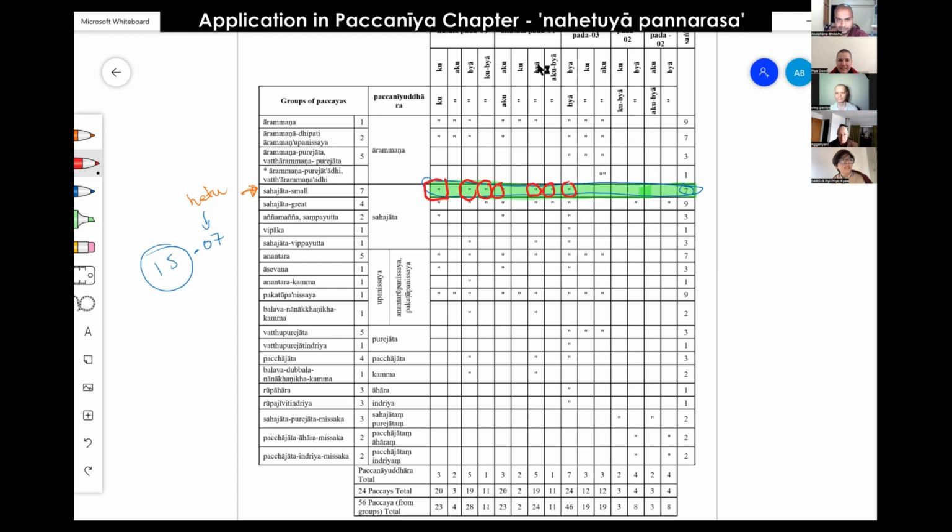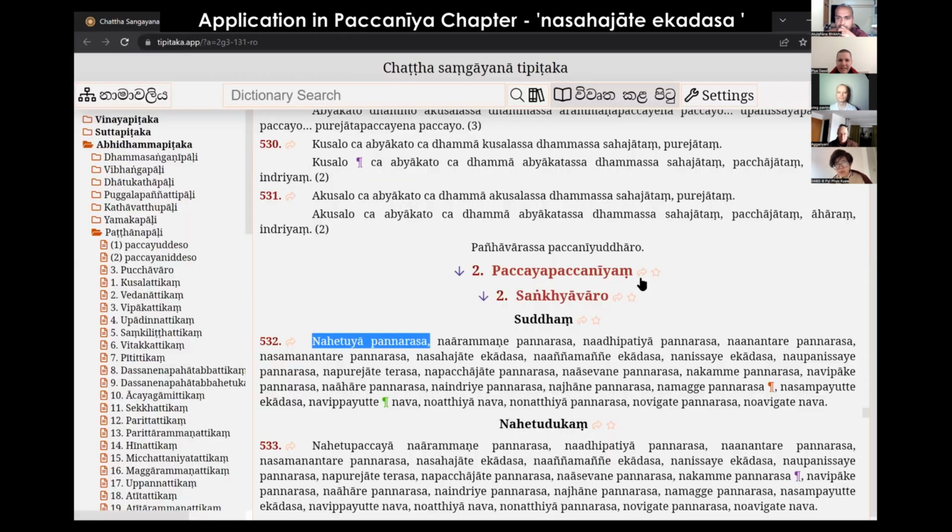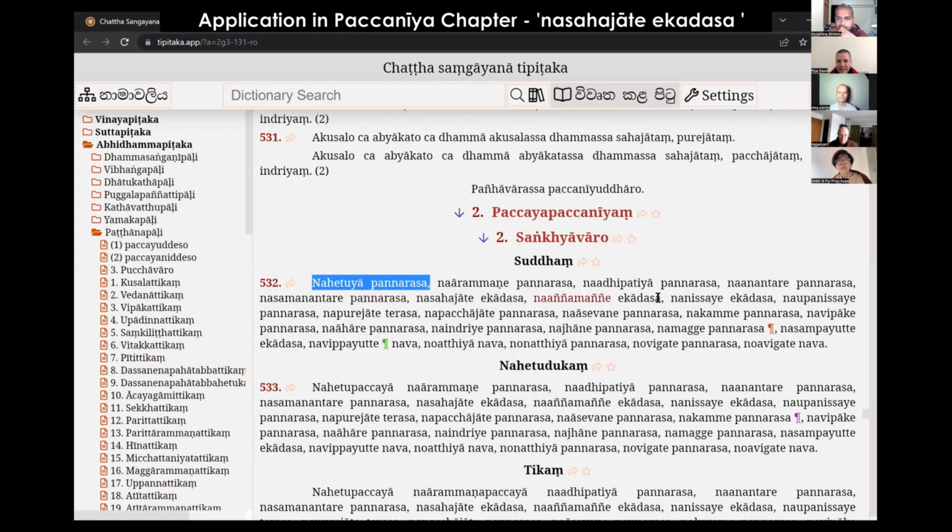Yes, yes. Okay, I'll make it easier if I move to the Avigata. I think it's 9, which is slightly different. Yes, I think it would be easier. No Avigata. So for example, nahetyā, nānantare. Okay, we'll look at this one. Nasahajāte. Ekadasa means 11. We are looking at only 11, yes. So okay, we'll derive the answer for 11.